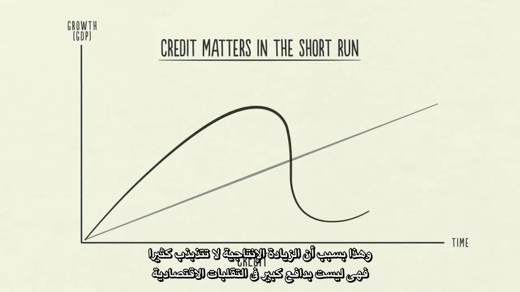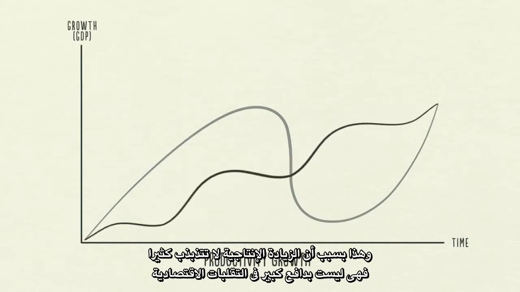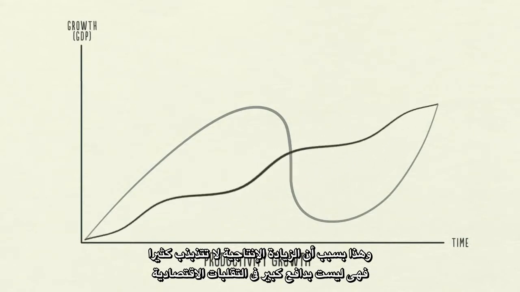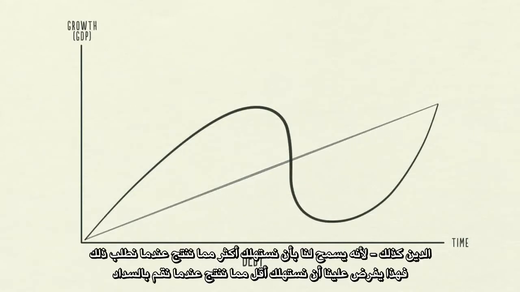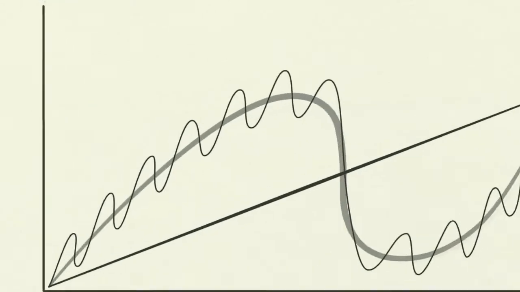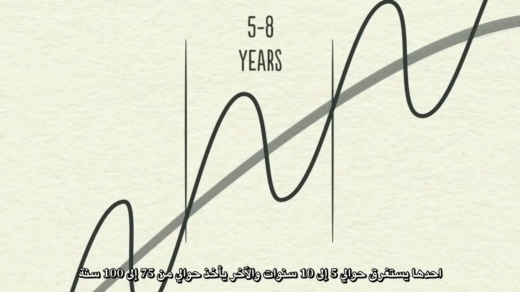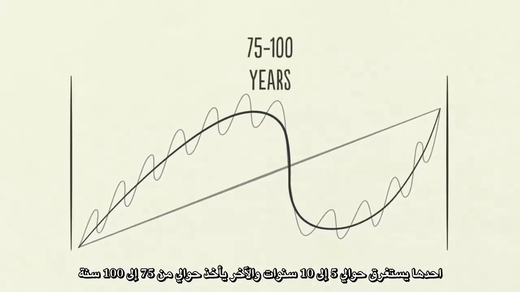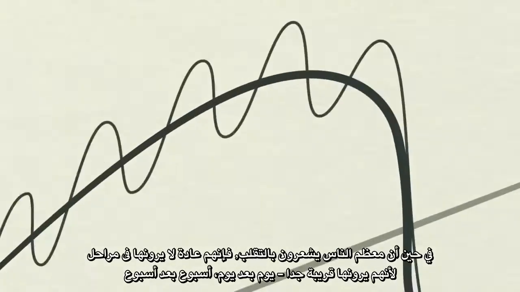This is because productivity growth doesn't fluctuate much, so it's not a big driver of economic swings. Debt is, because it allows us to consume more than we produce when we acquire it, and it forces us to consume less than we produce when we have to pay it back. Debt swings occur in two big cycles. One takes about 5 to 8 years, and the other takes about 75 to 100 years. While most people feel the swings, they typically don't see them as cycles because they see them too up close, day by day, week by week.